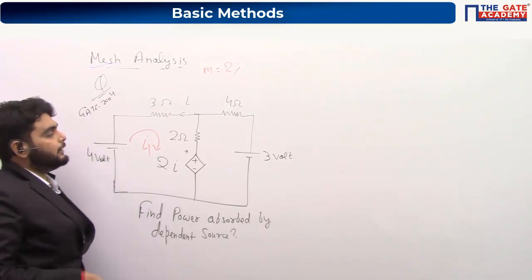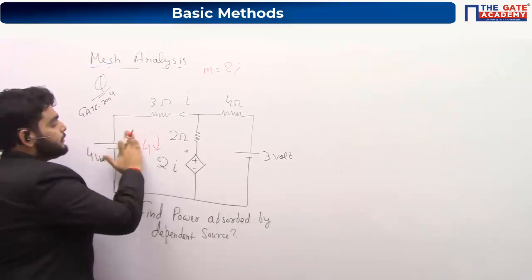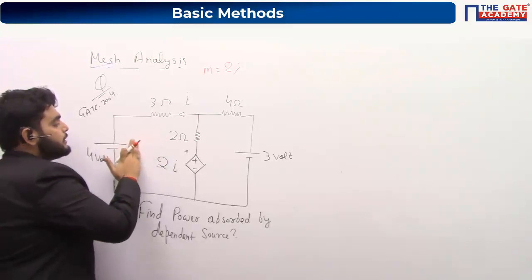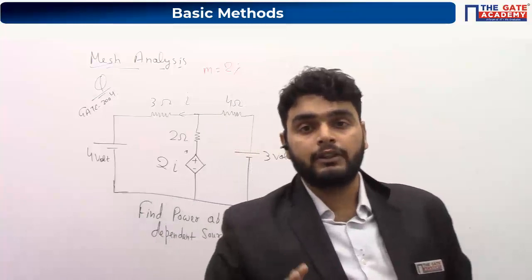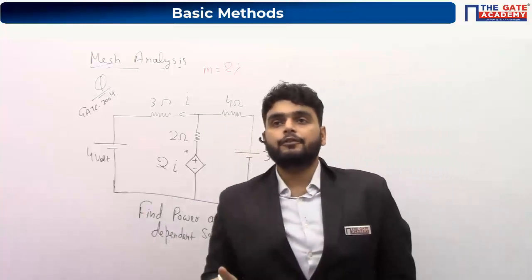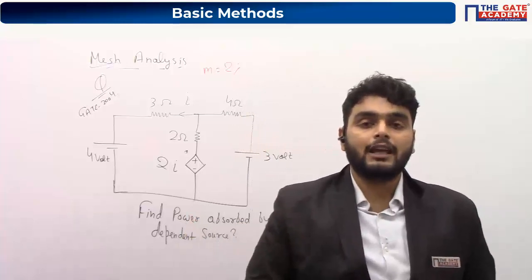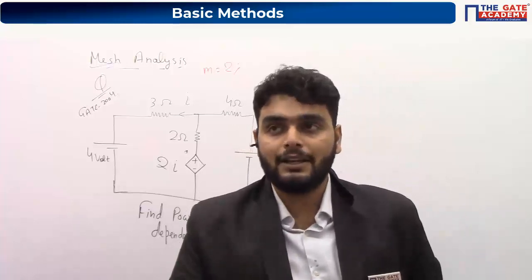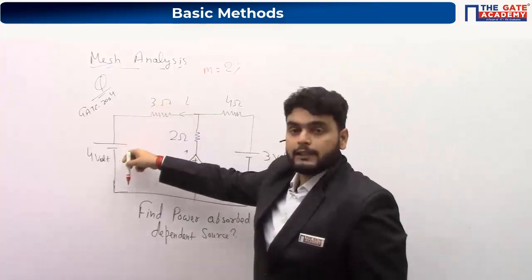And if we are taking in that way, then we are only increasing the complexity. So to decrease the complexity, the easiest way is: if the direction of current is given in a question, take that direction as a loop current or a mesh current. For example, in this, the direction of current is given, right?